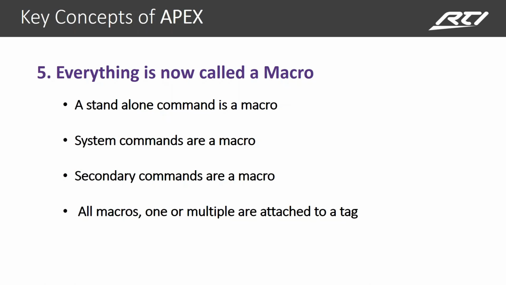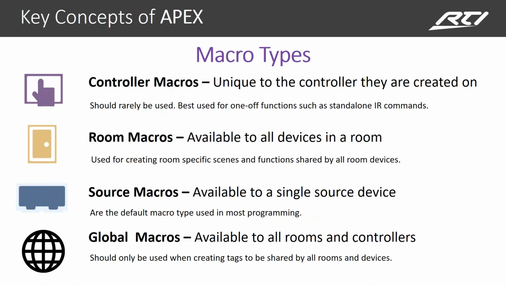Whether it's a standalone command, system command, secondary commands, we call them, the nomenclature in Apex is a macro. Can be one or multiple inside of a tag. Pretty straightforward, just want to make sure that when you read things and you're talking about it, we're calling them macros. Controller macros are at the very top of our pyramid.